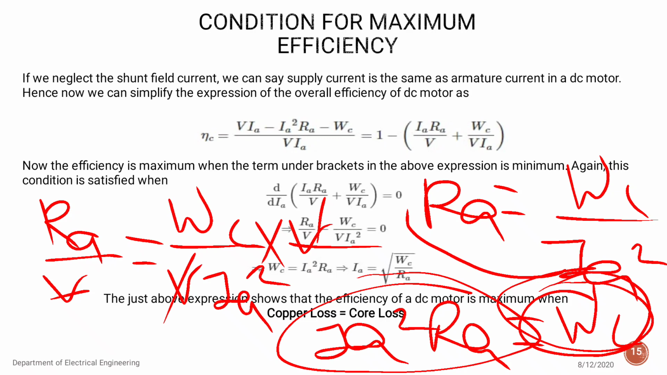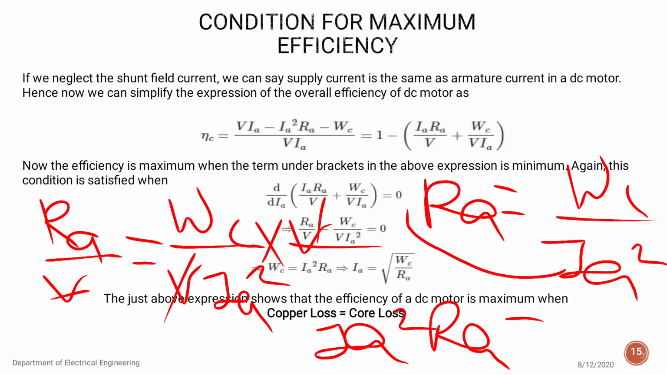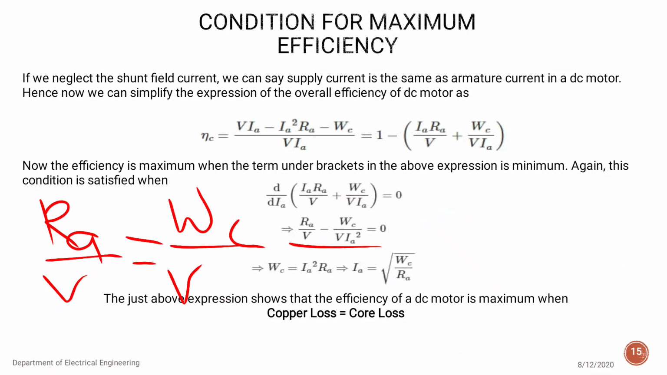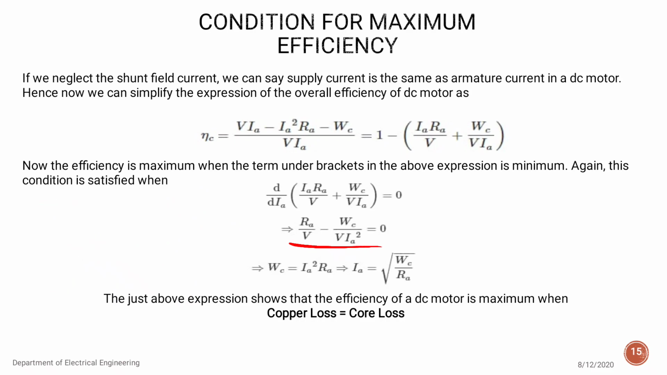Copper losses means what kind of losses? Variable losses. So you must have understood that the condition for maximum power, maximum efficiency in a DC motor will occur at the situation when copper losses is equal to core losses, or we can say constant losses is equal to variable losses. Did you get it? What will be the condition for maximum efficiency? When your variable losses are equal to constant losses, then and only then there is a condition for the maximum efficiency.